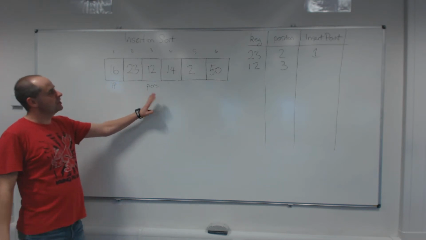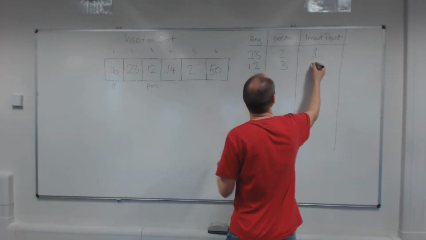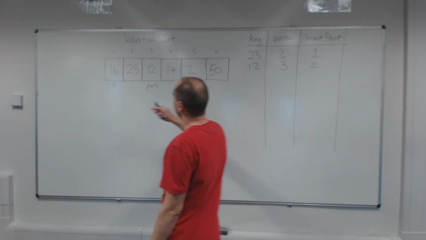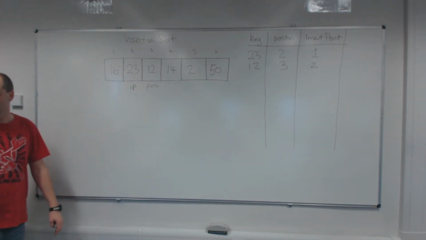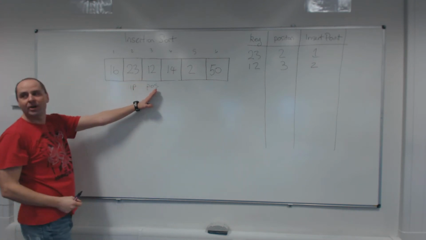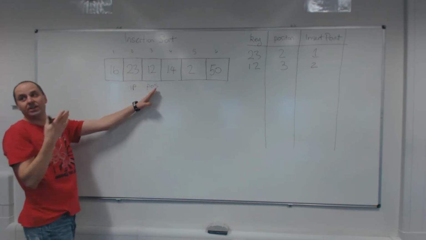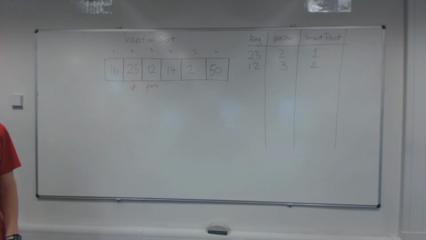The insert position is to the left of our current position, so the insert position is going to be 2. And we're going to look back through this list. We know that everything to the left of where we're currently looking is in order, and you can see it is. So, are they in the right order?